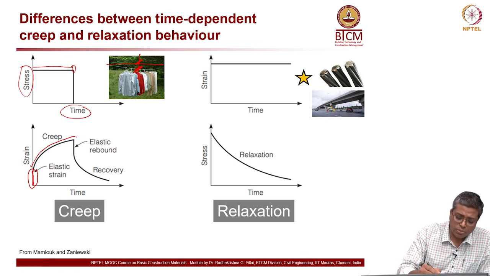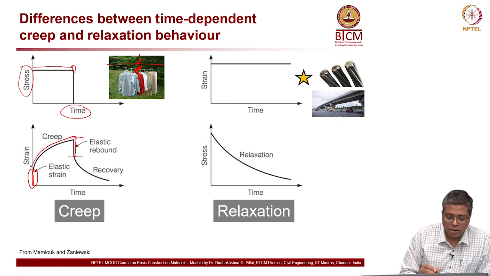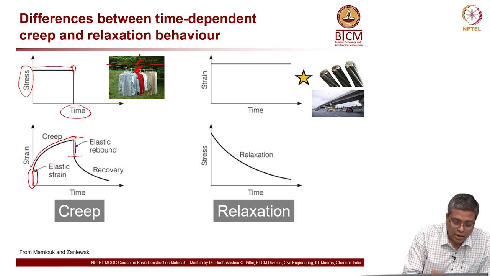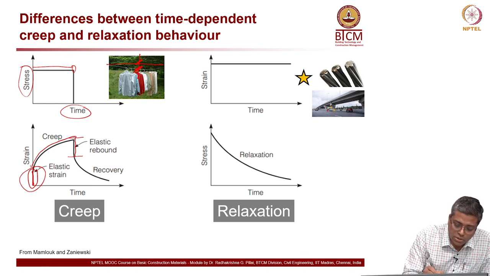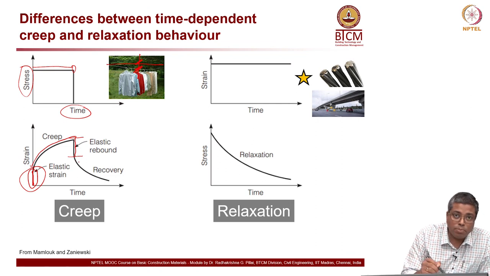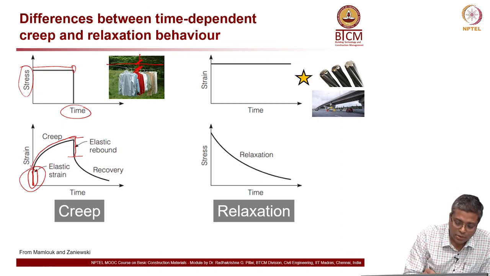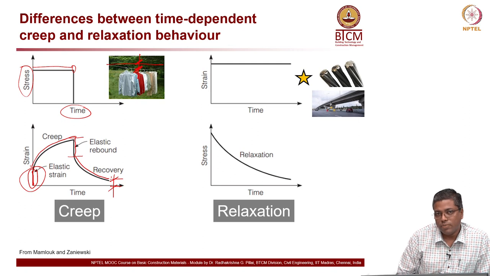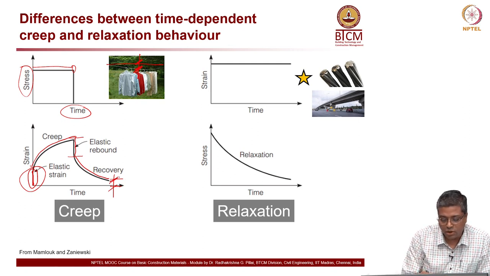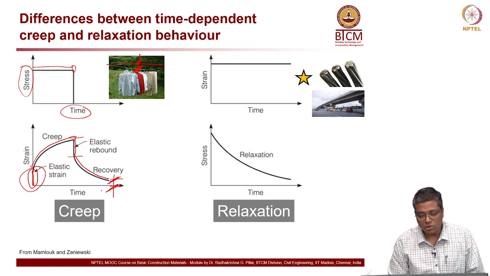Then when the load is removed, it will come back up, so you will recover some part of the strain. We call that elastic rebound. Mainly this portion, the elastic strain, most of that is recovered. Then you will also have some more recovery, which is elastic plus plastic recovery, so that is this portion here. And over here, some of the strain is not recovered at all. That is permanent deformation. This you cannot recover.